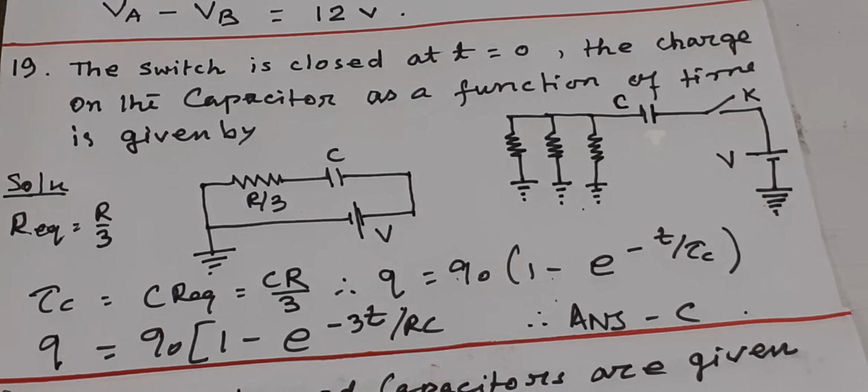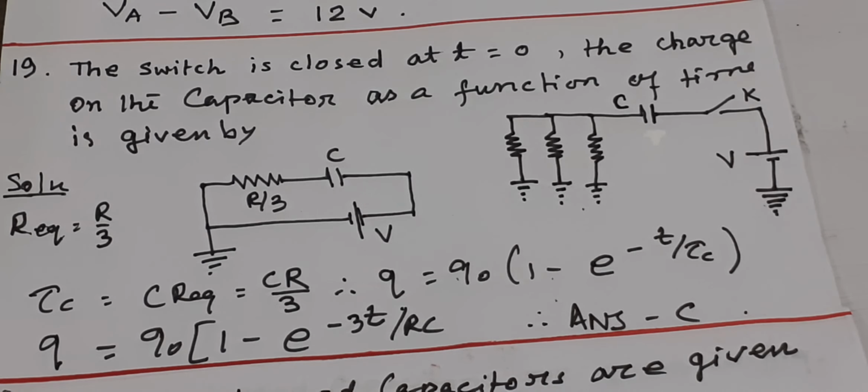Now, as it is known, the charging process takes place by this method, that is Q equal to Q naught when it will be totally charged. Capacitor fully charged means Q equal to Q naught within bracket 1 minus e to the power t by tau. Tau is the relaxation time constant.